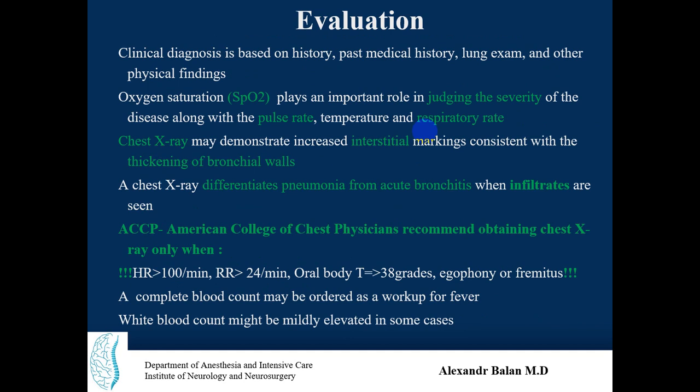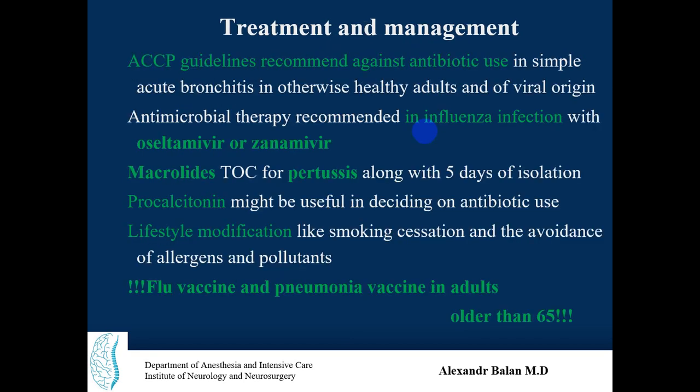The ACCP, or American College of Chest Physicians, guidelines recommend against antibiotic use in simple acute bronchitis of viral origin in otherwise healthy adults. Antimicrobial therapy is recommended in influenza infection, for example with oseltamivir and zanamivir. Macrolides are the treatment of choice for Bordetella pertussis, along with 5 days of isolation. Procalcitonin might be useful in deciding on antibiotic use, as it is an indicator of bacterial infection and sepsis. Lifestyle modification like smoking cessation and avoidance of allergens and pollutants are an important part of management.